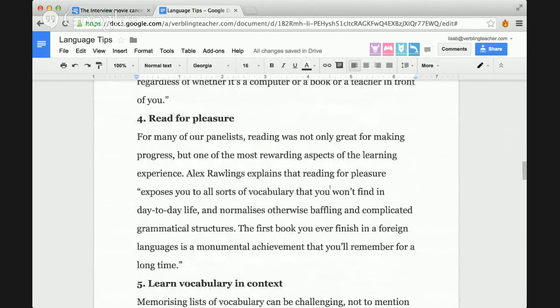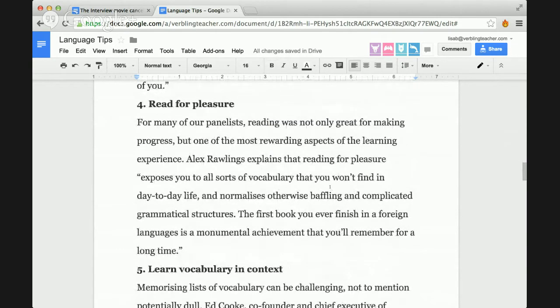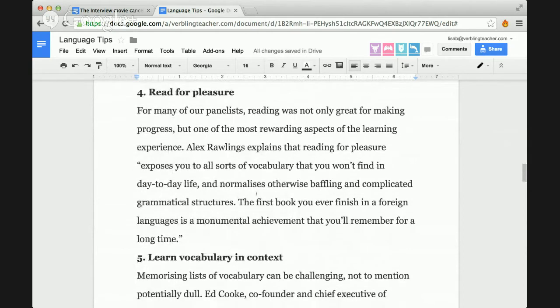Number 4 is read for pleasure. For many of our panelists, reading was not only great for making progress, but one of the most rewarding aspects of the learning experience. Alex Rawlings explains that reading for pleasure exposes you to all sorts of vocabulary that you won't find in day-to-day life and normalizes otherwise baffling and complicated grammatical structures. The first book you ever finish in a foreign language is a monumental achievement that you'll remember for a long time.